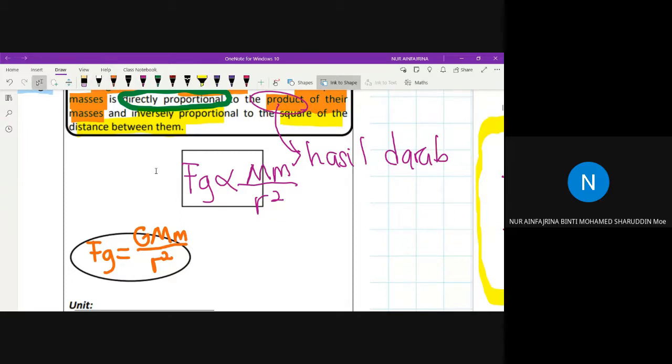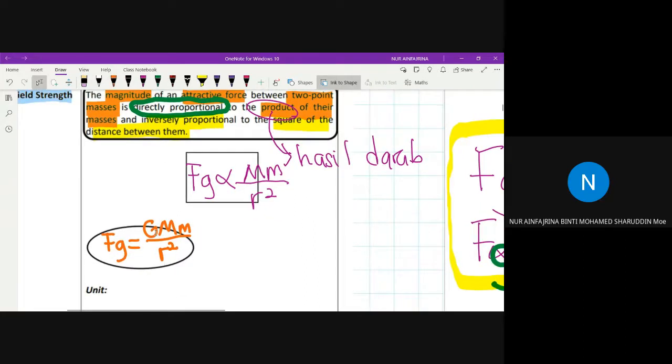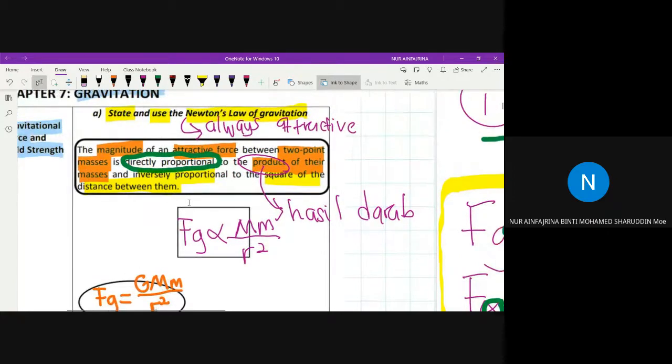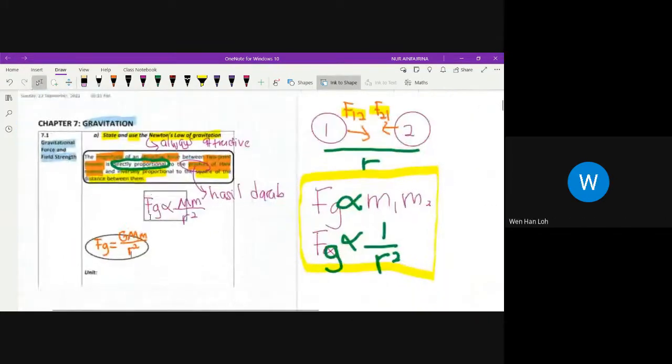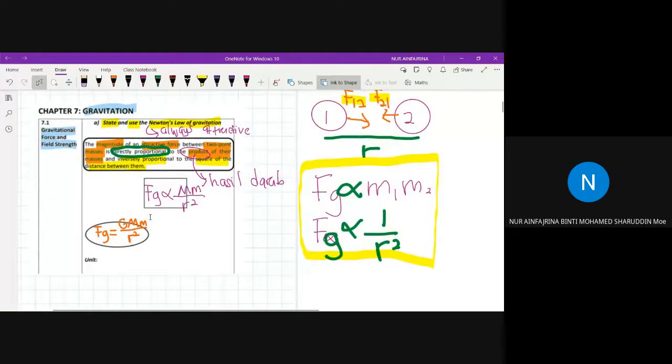Can you understand what is Newton's law of gravitation? Boleh faham ke? Yang Miss explain ni? Boleh. Yang lain? Okay. Now my question is, this is my question for you. Unit dia apa? Apakah unit untuk gravitational force? Anyone? Apa unit untuk gravitational force? Newton. Very good. It is Newton.